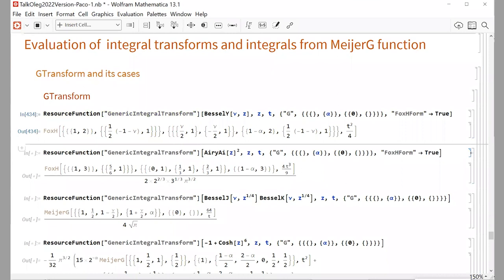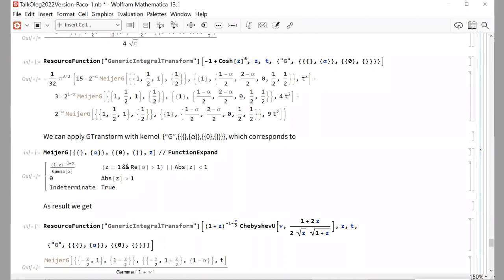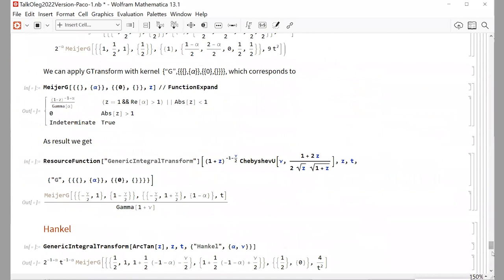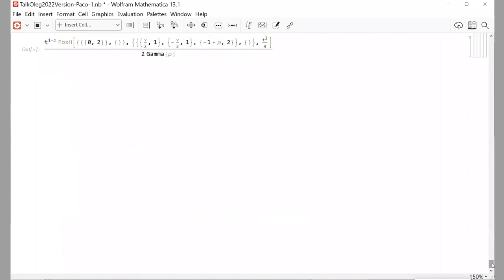And there are many other works, not only G transforms, but we have also implemented the generalized Hankel transform, and transforms with Stieltjes. It is a little.